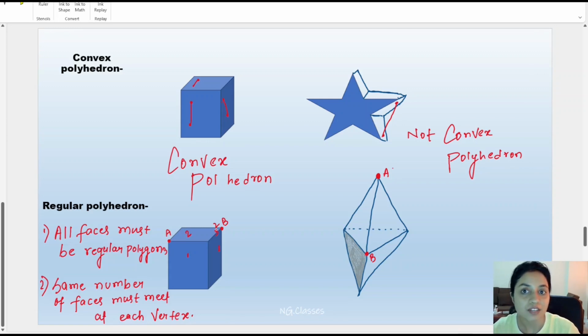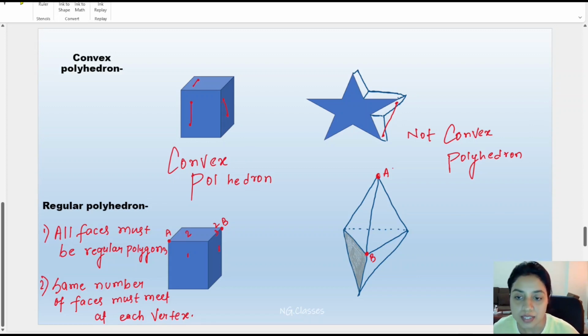Let's check the second figure. Again, we will check the first condition, which says all faces must be regular polygons. Here also each and every face is of the same measurement. All the triangles are the same, or regular. So the first condition is getting fulfilled. Let's check the next one. The same number of faces must meet at each vertex.